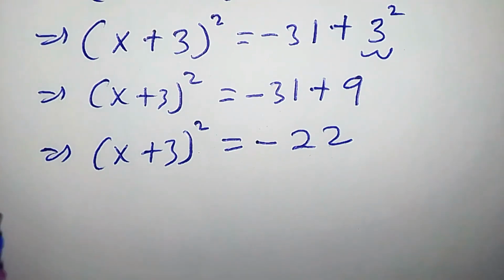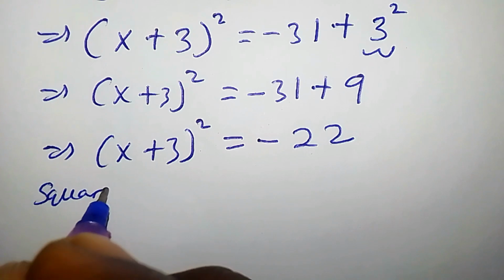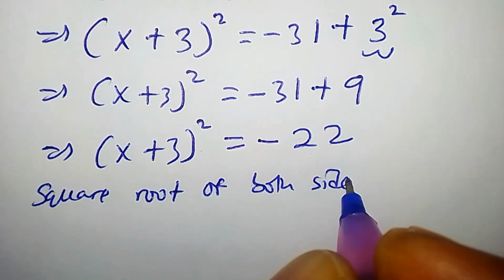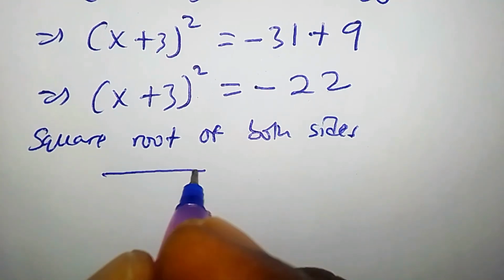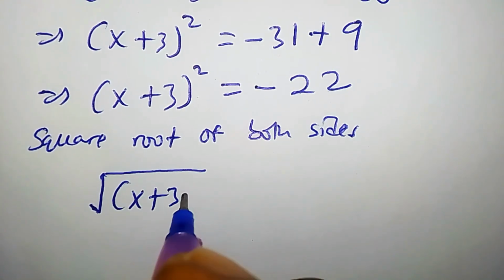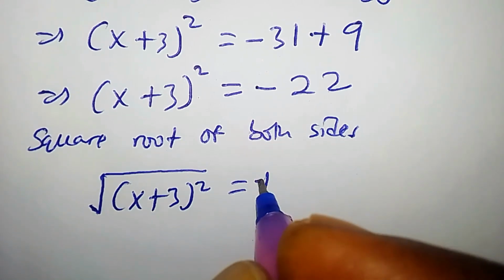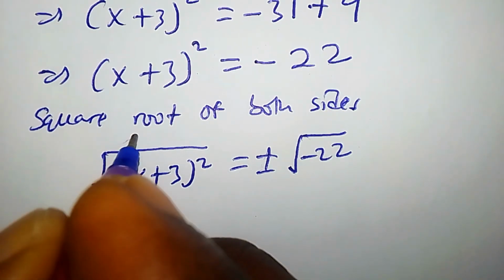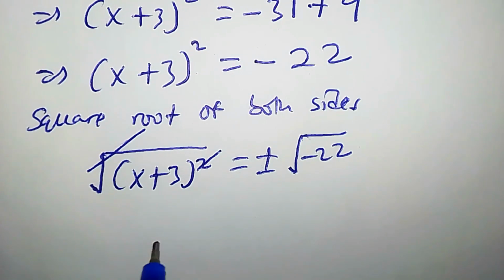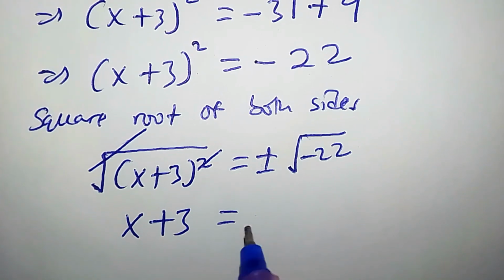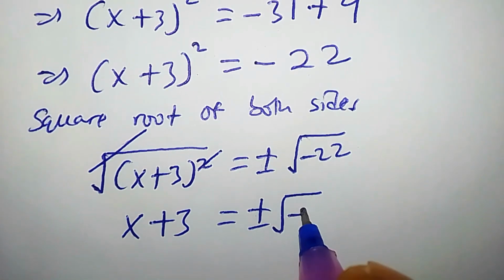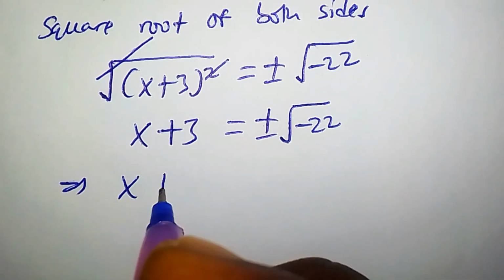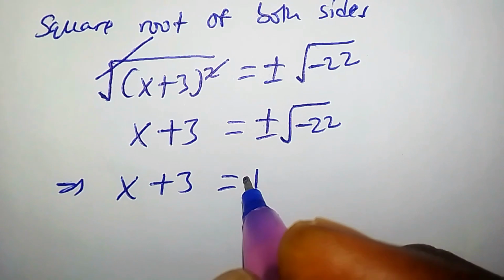At this stage, let us take square root of both sides. Doing that, we have the square root of (x + 3)^2 equal to plus or minus the square root of -22. Clearly, this bigger square root takes care of this power. We are left with x + 3 equal to plus or minus the square root of -22.